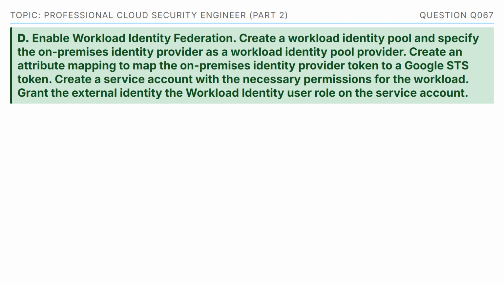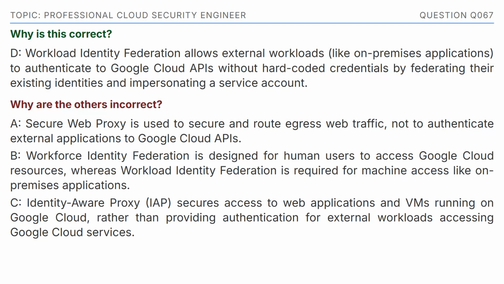provider. Create an attribute mapping to map the on-premises identity provider token to a Google STS token. Create a service account with the necessary permissions for the workload. Grant the external identity the workload identity user role on the service account. Why is this correct? D. Workload Identity Federation allows external workloads, like on-premises applications, to authenticate to Google Cloud APIs without hard-coded credentials by federating their existing identities and impersonating a service account.